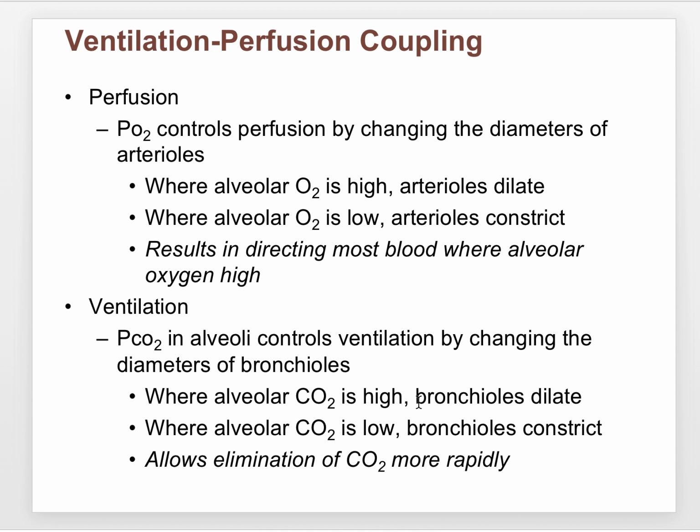If the alveolar carbon dioxide is low, bronchioles constrict, which minimizes the airflow out of the alveoli. This allows elimination of carbon dioxide more rapidly. So these parameters are constantly being monitored by the body, and adjustments are being made to account for alveoli that are functioning more than others, or less than others, or maybe alveoli that might be clogged with mucus. That would have effects on the blood supply to that alveoli. So this is something that's constantly being controlled by the body's homeostasis process.